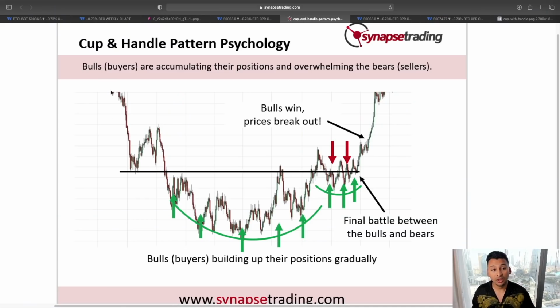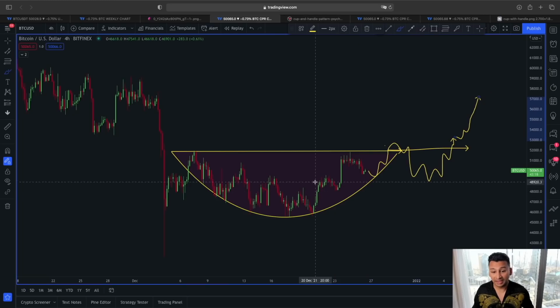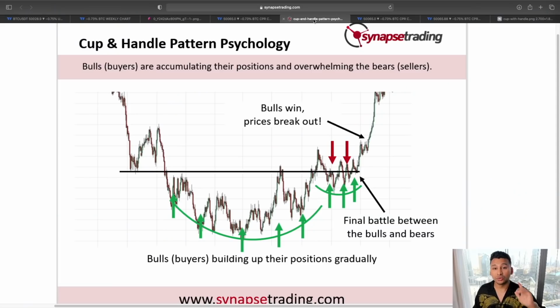to the cup and handle, bulls or the buyers are accumulating their position and overwhelming the base, because we have now seen from this lower highs, lower lows continuation, we have started a higher highs, higher lows continuation pattern, exactly also in our case. So that is the reason.